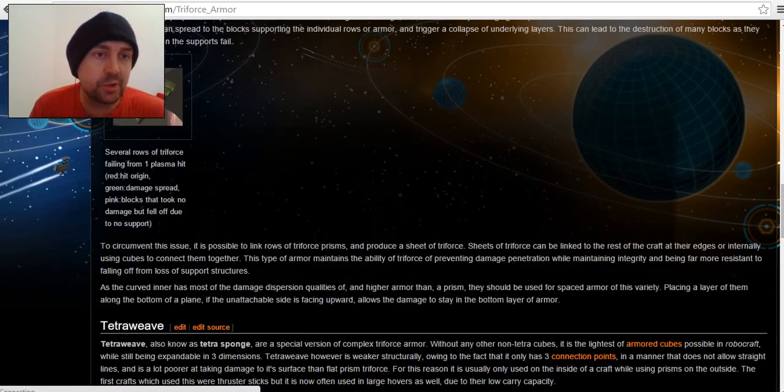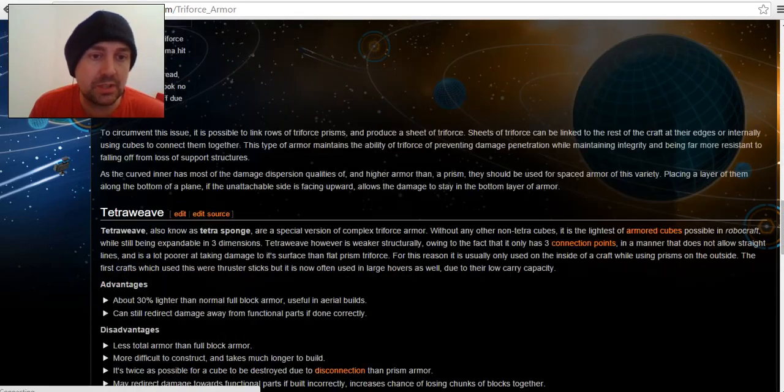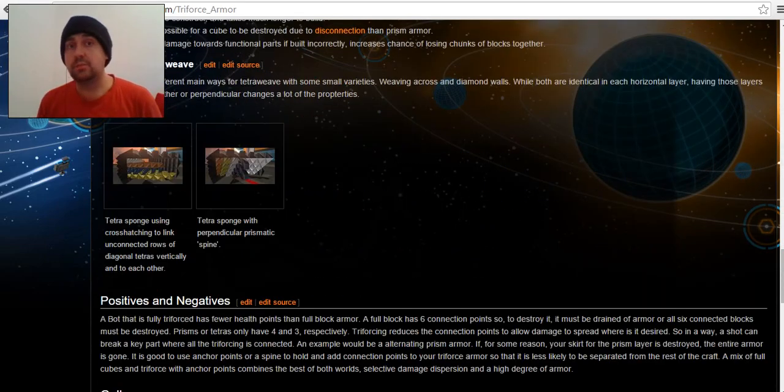So I feel more informed with triforcing there. It seems that using it in moderation can definitely work out. It definitely helps from the sounds of it for hovers and flyers. We'll try that there. I'll try some Tetra Weave. But that's that. So hopefully, me going through that with you has helped.